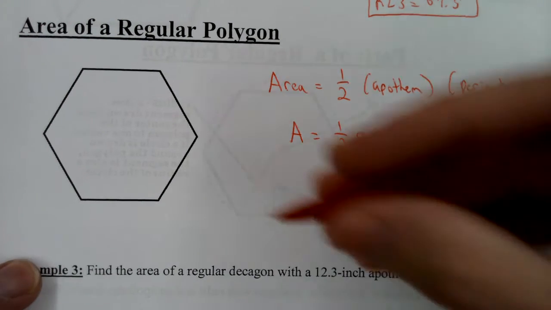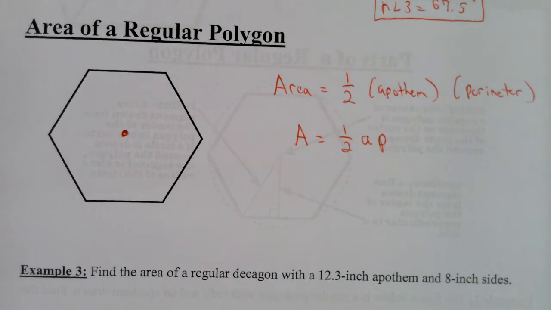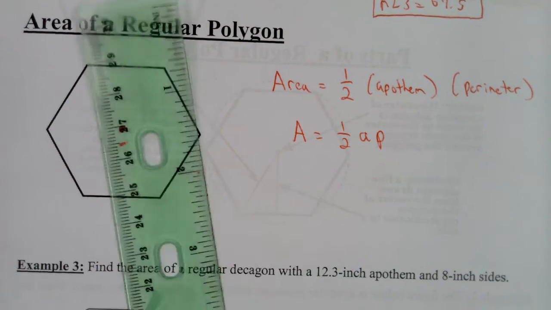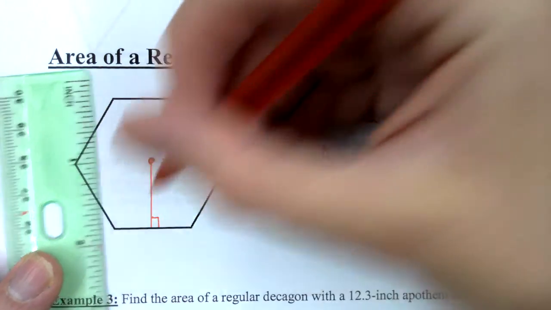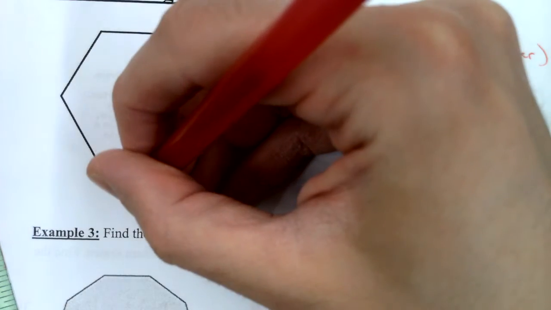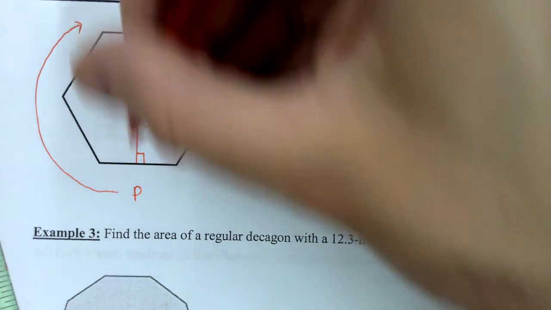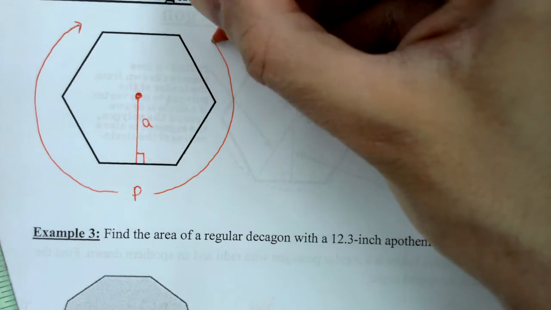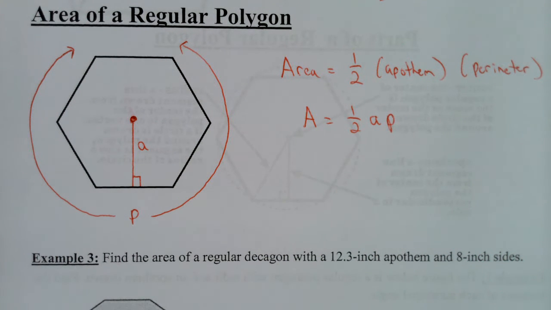Okay. Remember, the apothem is a segment that goes from the center to a side, and it's perpendicular to that side. So let me draw in the apothem just to show you one more time. This is an example of an apothem. And this is the perimeter. The perimeter is the distance around the polygon. Okay. So that's your formula for the area of any regular polygon. Any regular polygon, to find the area, you're going to do 1/2 times the apothem times the perimeter.